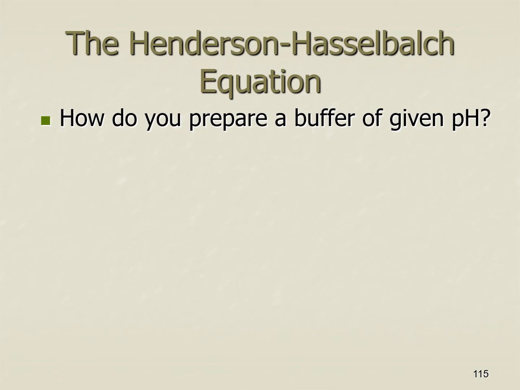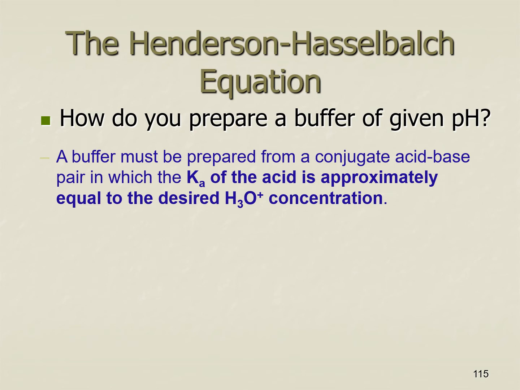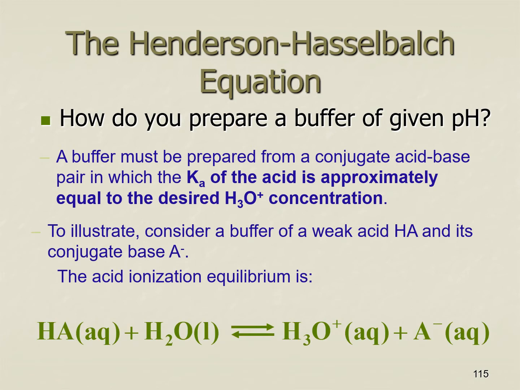So how can you prepare a buffer of a given pH? Well, the important thing to remember is that the Ka has to be approximately equal to the H3O plus concentration, because that'll give you a pH right around the pH that you're looking for. And then what we're going to do is actually rearrange our Ka expression to rewrite it to make it a little bit easier to solve, and we're going to do what's called the Henderson-Hasselbalch equation.